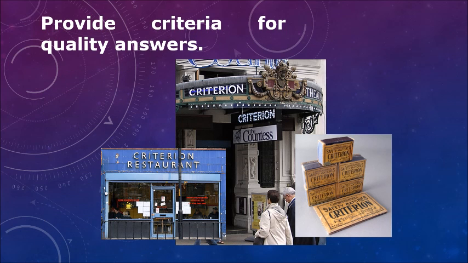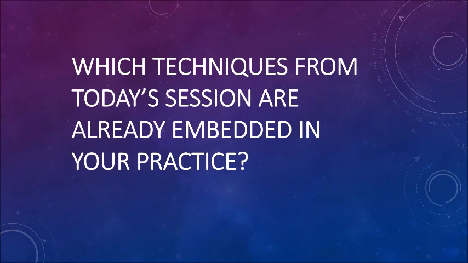And finally, give them a criteria for the quality of answer you are looking for. I know that the English department use success criteria very well. It allows the pupils to know exactly the level of depth in answer that the teacher is expecting. Four very simple things there that everybody in their classroom could probably improve, to be fair.